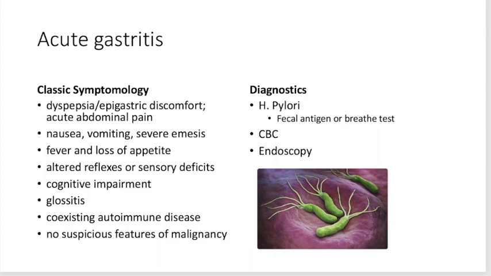So your classic presentation and symptomology would be dyspepsia, epigastric discomfort, and acute abdominal pain. You can have severe nausea, vomiting, and loss of appetite, altered reflexes and sensory deficits, cognitive impairment, and glossitis. Always be aware of a coexisting autoimmune disease. Remember, one autoimmune disease begets another autoimmune disease, and that would be the more rare etiology.